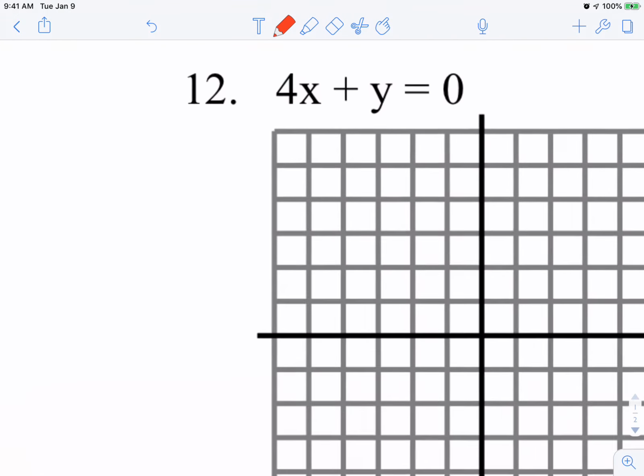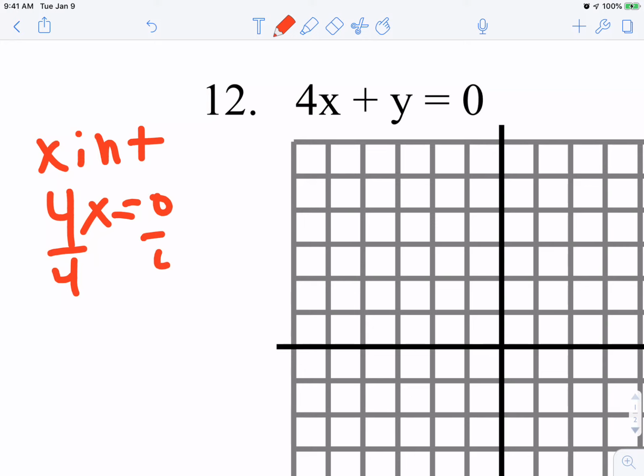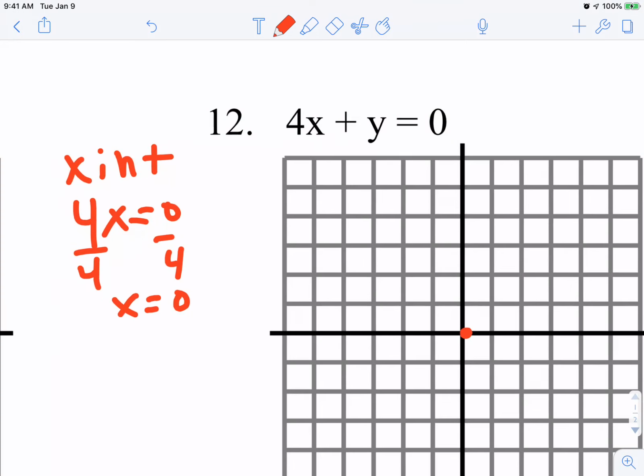And number 12, I will use x and y intercepts for this one. X-intercept, when you use x-intercept, remember you don't care about that y. So I have 4x is equal to 0. Divide both sides by 4. So the x is equal to 0. So put a point there.